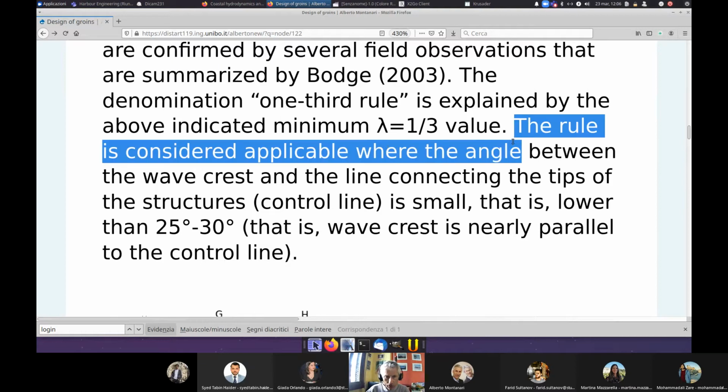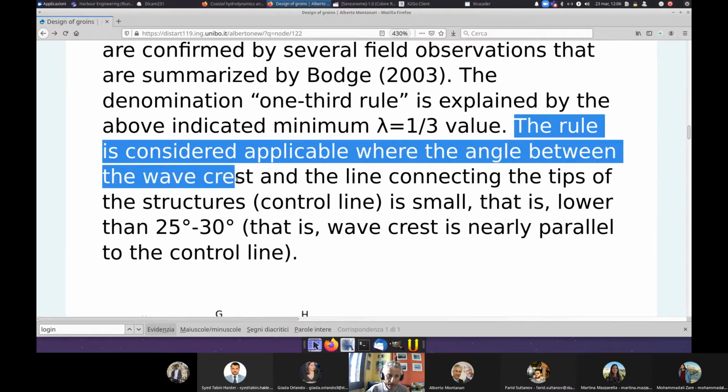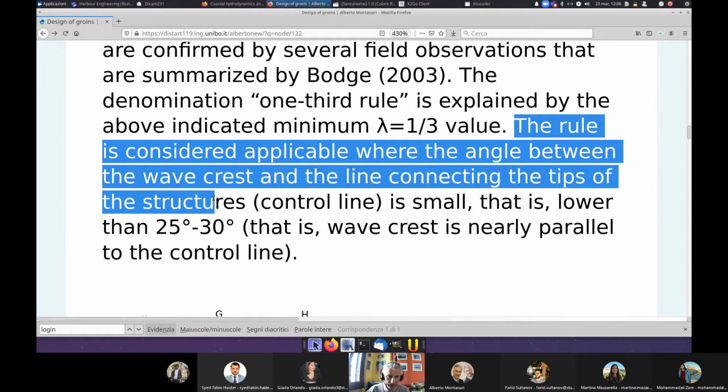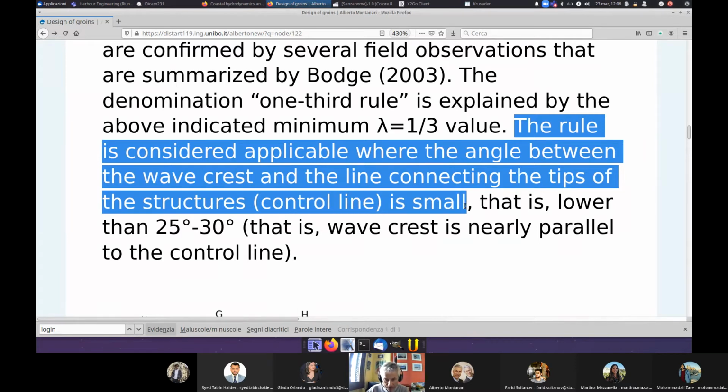Now, a consideration here. The rule is considered applicable when the angle between the wave crest and the line connecting the tips of the structure's control line is small, that is lower than 25-30 degrees. So basically, let's identify the control line.